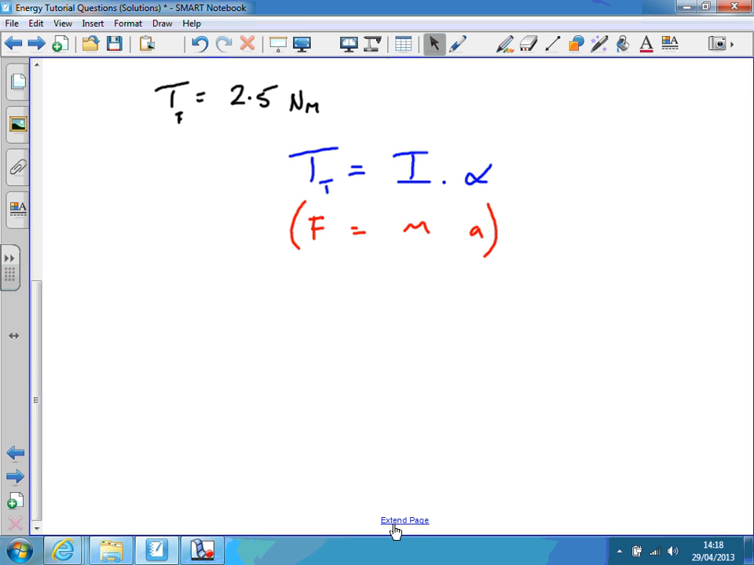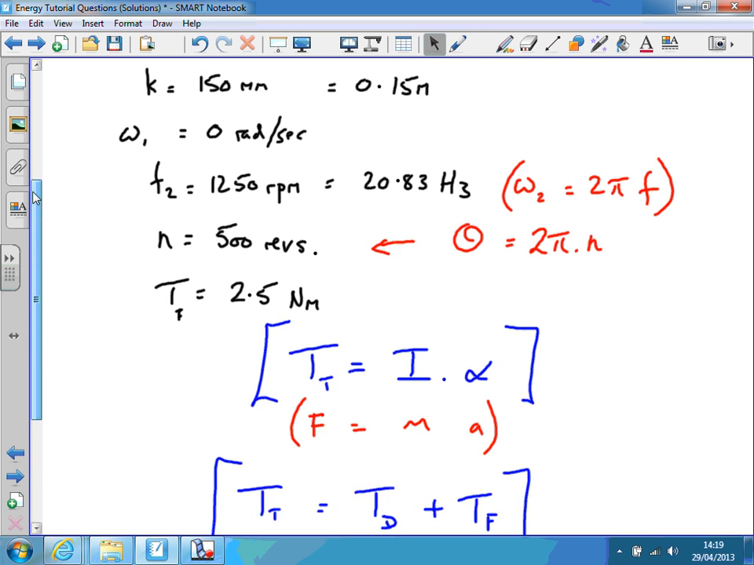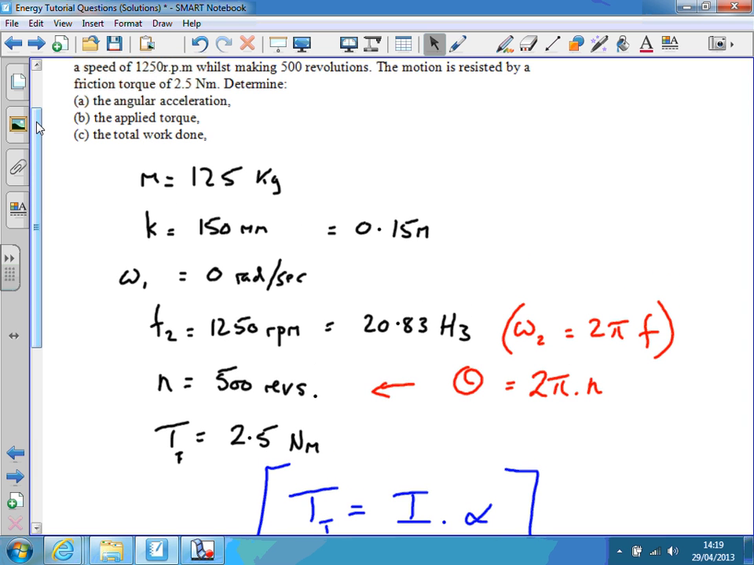And the other thing that's worth remembering at this point is that the total torque acting on the object equals the driving torque, which we're going to calculate, plus the friction torque, which we're given. So this formula allowing us to find the total torque, and this formula to find the torque, I alpha, you're expected to remember. So now let's go through this question and see if we can do it. So first of all, let's have a look at part A, which is asking you to find the angular acceleration.